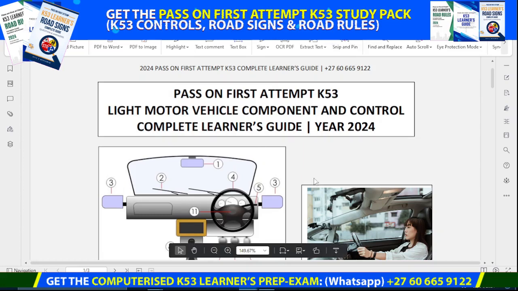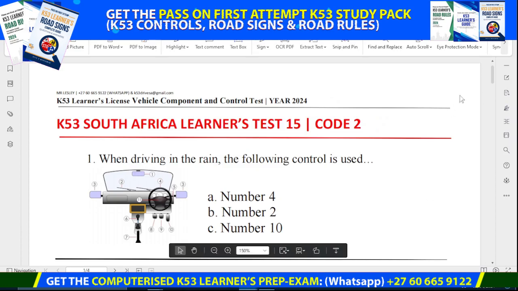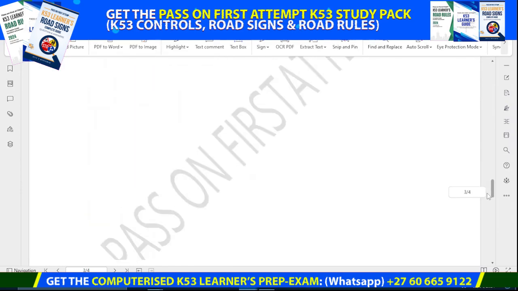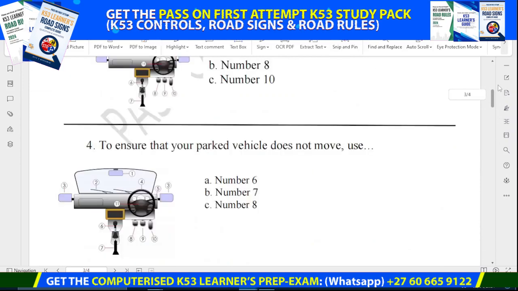Now in this video I want us to look at the light motor vehicle components and controls. I understand that a typical exam has about 8 of these questions and you are required to get at least 6 to pass this portion of the exam. The one I want us to look at is just for revision purposes. This one is 10 questions, so we're going to be looking at this one.